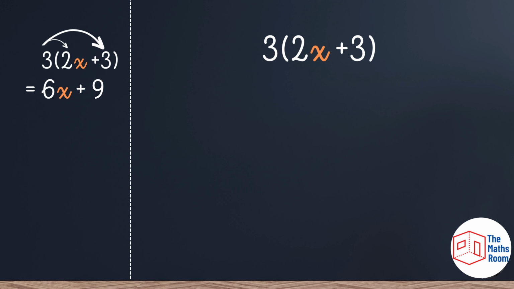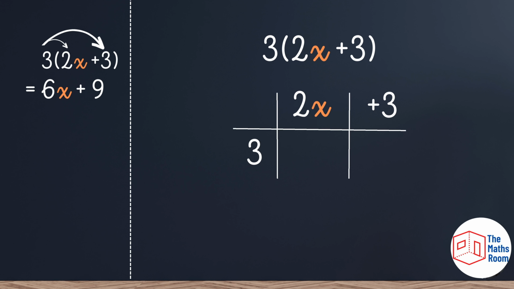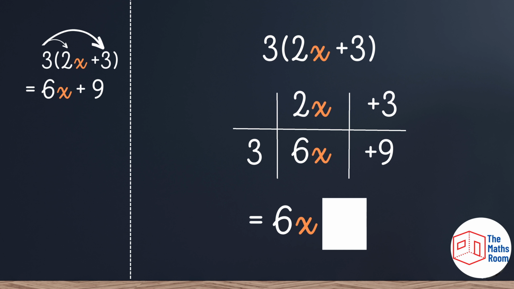If you're not a fan of the arrows or the loops method, you can also use the grid method, which is very similar. We just write the terms within the bracket on the top and whatever's on the outside, where I've written the 3. We're then just going to follow the same procedure. We're going to say 3 multiplied by 2x, which is the same answer, 6x, and then 3 times 3, which results in 9. And you can see there that our answers come out to be the same. So whichever method works for you, feel free to use. For the sake of this video, I'm going to be using the loops or the arrows method.